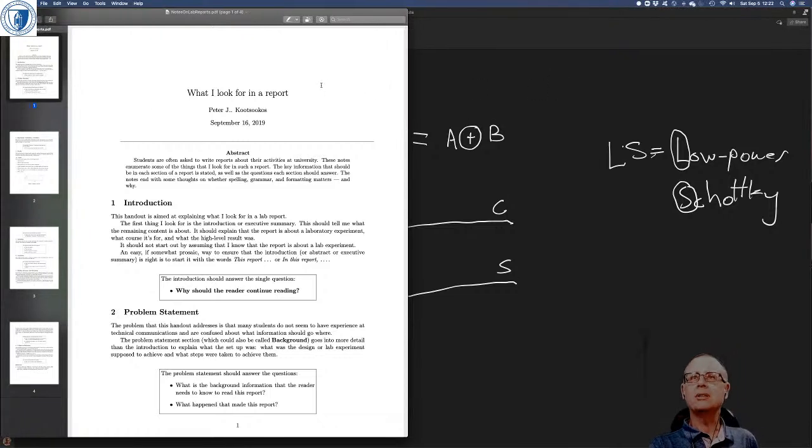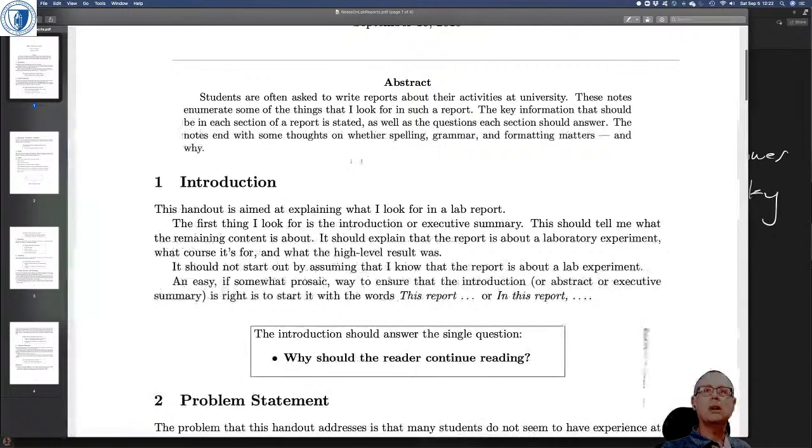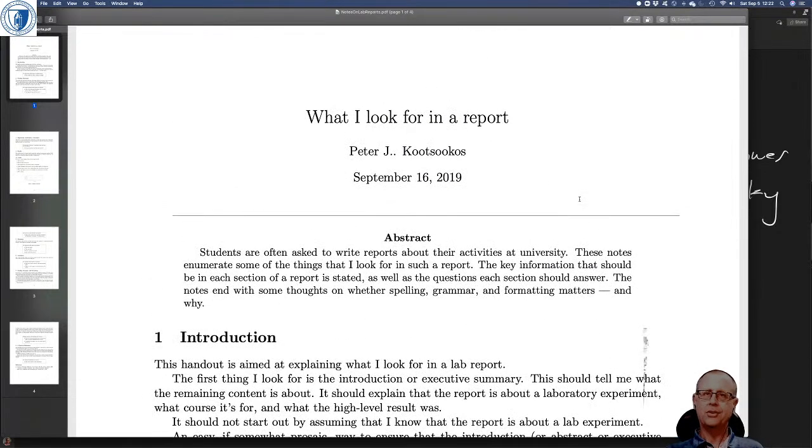Right, so I have a few things that I look for, and what I'd like, not for this lab, but starting for the next lab, is to start doing things in a more professional way. This is something I wrote up a while ago about what I look for in a lab report. It doesn't have to be a lab report, but.